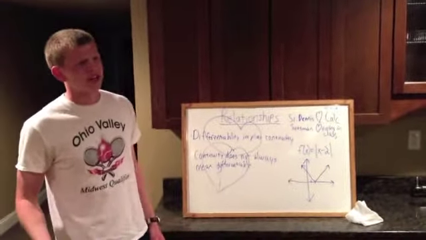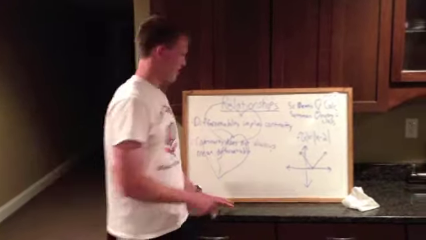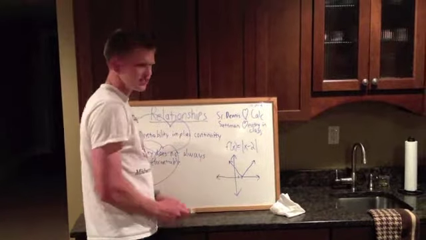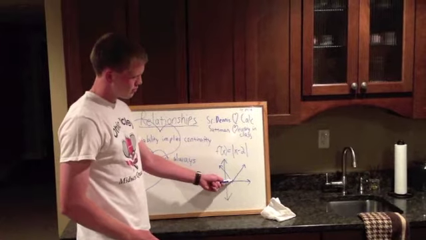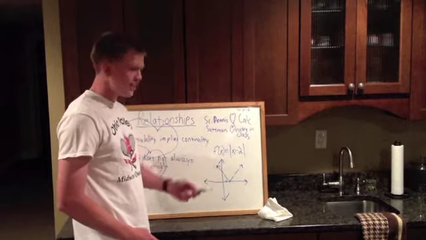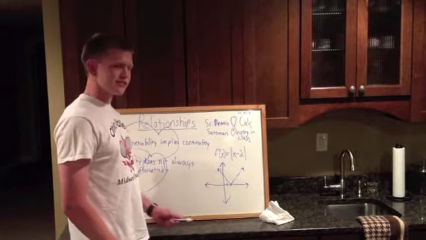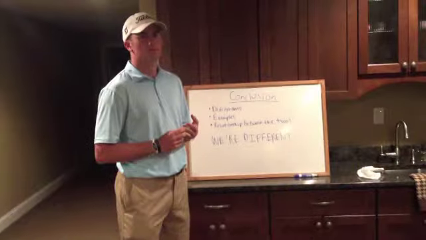Now you might be wondering, when does that happen in a function? f of x equals the absolute value of x minus 2. There it is. It's continuous. Didn't lift my pen. But there is no tangent line here. It is not differentiable.